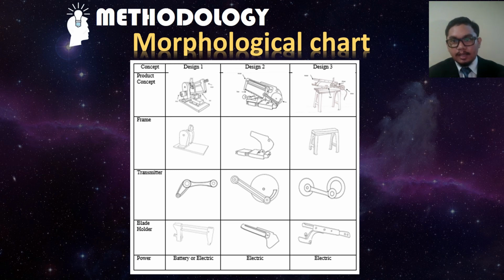Next, it is the blade holder. As we can see, design 1 is more suitable and stable to use when cutting the workpiece compared to the other designs. And lastly, the power source used for design 1 can be battery or electricity, but the other designs use only electricity.